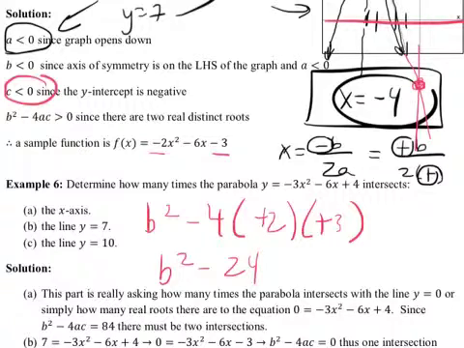That's why I chose -6. If I had chosen -5, that would work also because it would have been 25 minus 24. But since I chose -6, it's 36 minus 24, which means the discriminant is still greater than 0. So -2x squared minus 6x minus 3. Again, all of these criteria have been met.